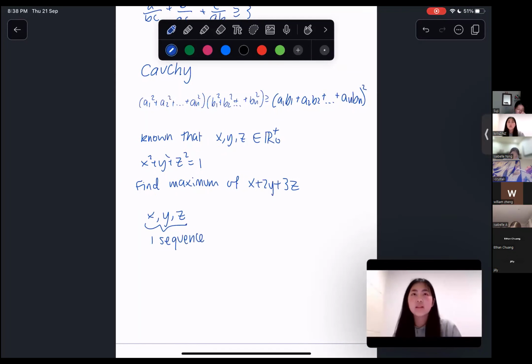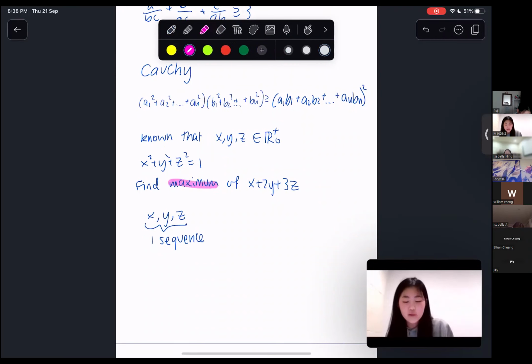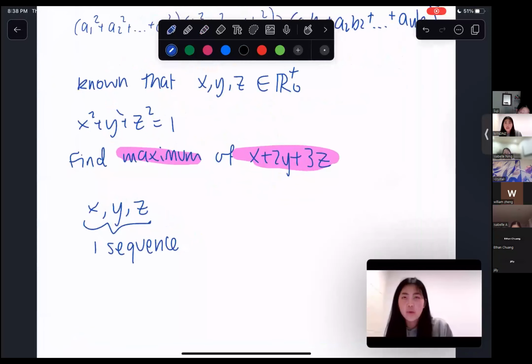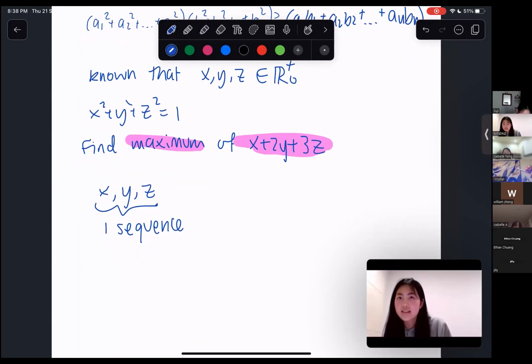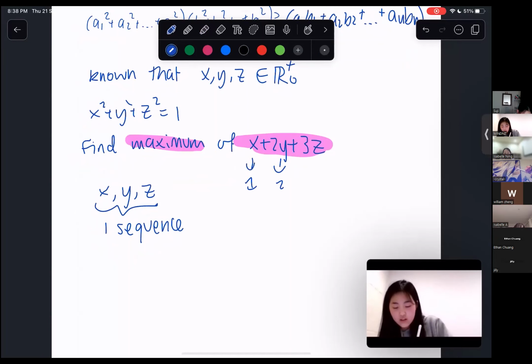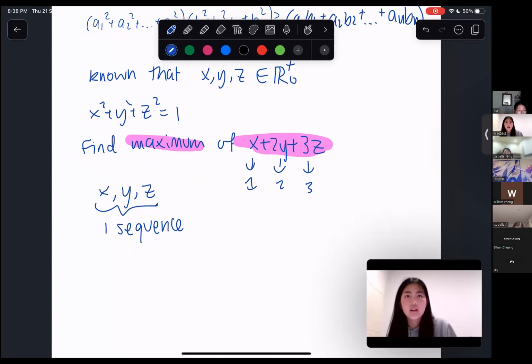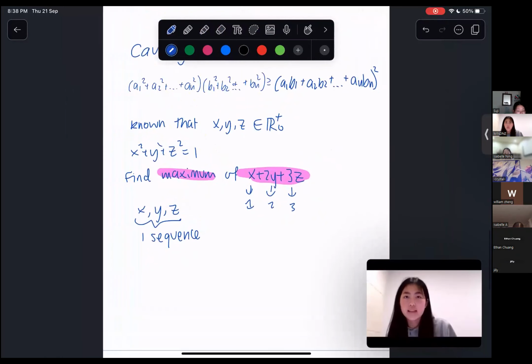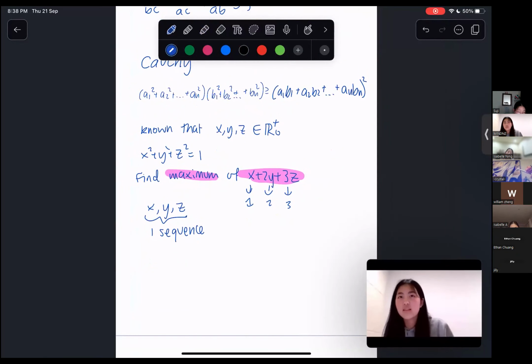right? But to use the Cauchy inequality, you really need 2 sequences, but it hasn't exactly explicitly given us the second sequence, right? So what we can do in this instance is to construct another sequence. And you don't want to randomly construct it because it probably won't give you what you want, since you want the maximum of this expression, right? But we can notice that the coefficient of x, y, z here is 1, 2, and 3, right? And we want to find the maximum of this value, right?